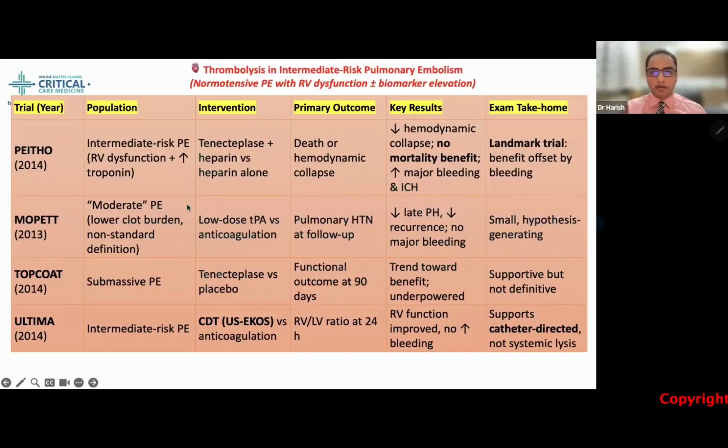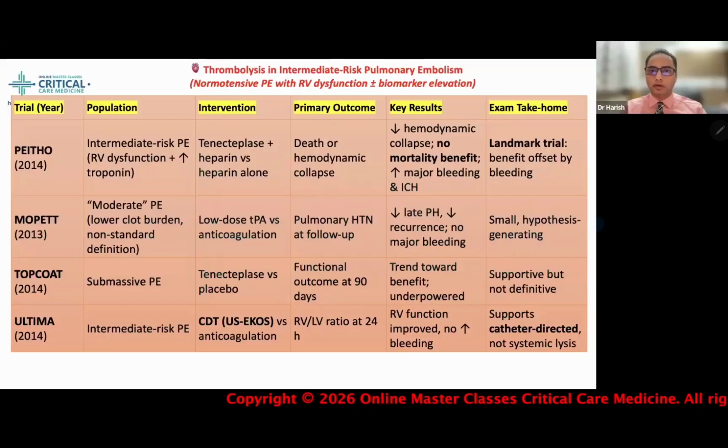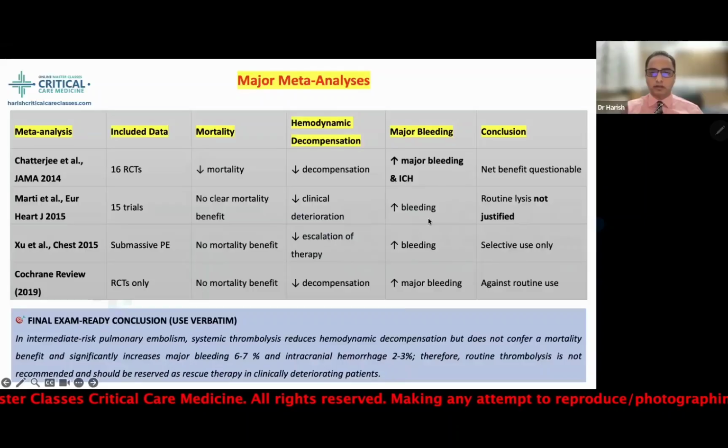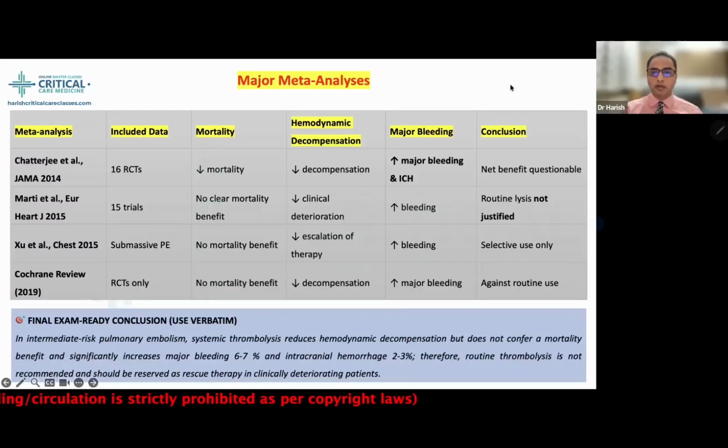So these are the findings of many of the major landmark trials on using thrombolysis in intermediate risk pulmonary embolism. Later we got some meta-analyses, and again all suggest an increase in bleeding risk without any mortality reduction. Only one JAMA-published analysis of 16 RCTs showed some reduction in mortality, but the net benefit is questionable. Even though it helps decrease hemodynamic decompensation, there is an increase in major bleeding and intracerebral hemorrhage.